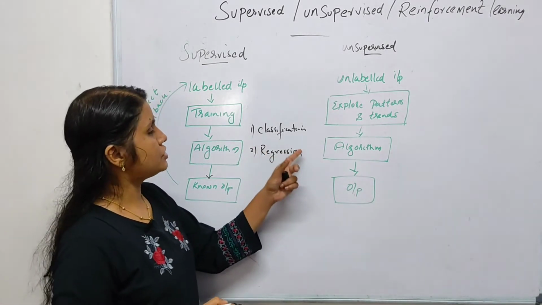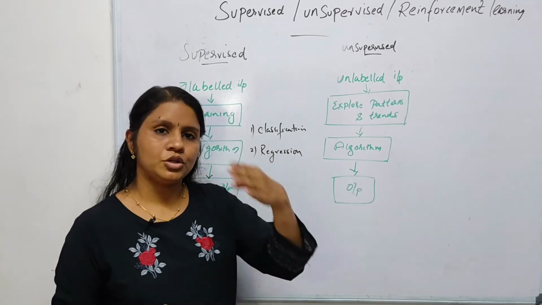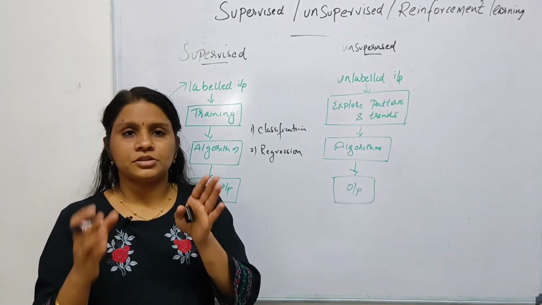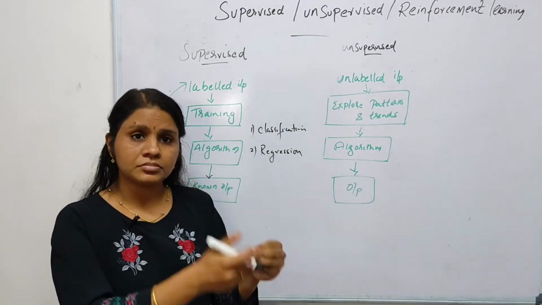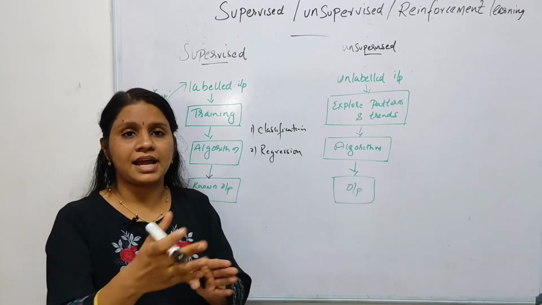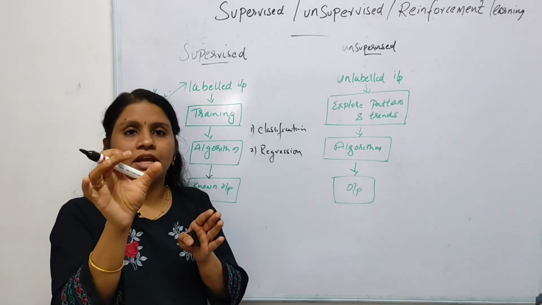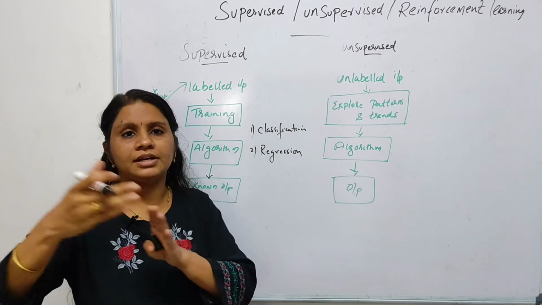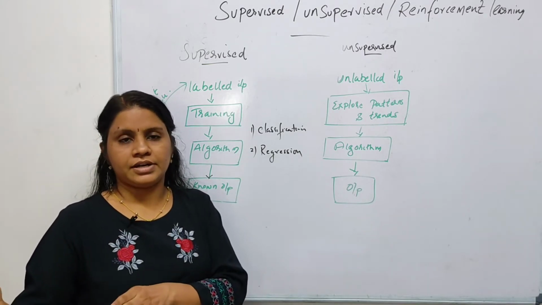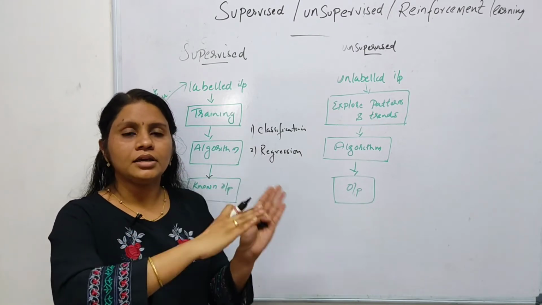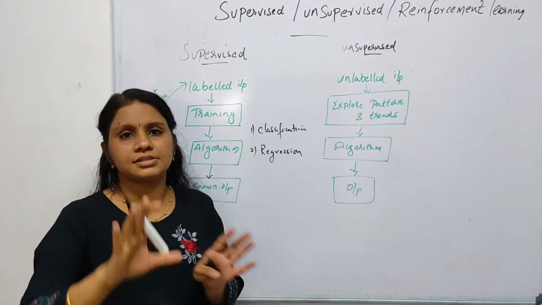Coming to classification, if a new image comes, you have to classify the new image into one of these categories. That is, you are classifying the input into one or several classes, and if any new image comes, you have to classify that image into one of these classes, right?